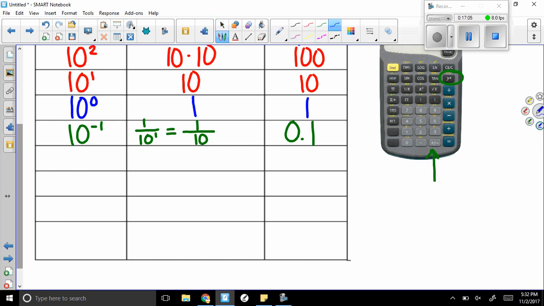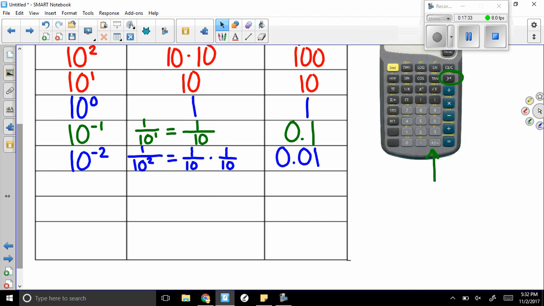Now let's try out 10 to the negative second. That's the same thing as putting that in the denominator. Anytime you see a negative exponent, it puts it in the denominator of the fraction. It's still 10 to the second, but it's underneath. That's the same thing as 1/10 times 1/10. And when we put that into our calculator, we're going to get 0.01. So you can't just count zeros when it gets to these negative exponents. You have to actually multiply it out and use your calculator.